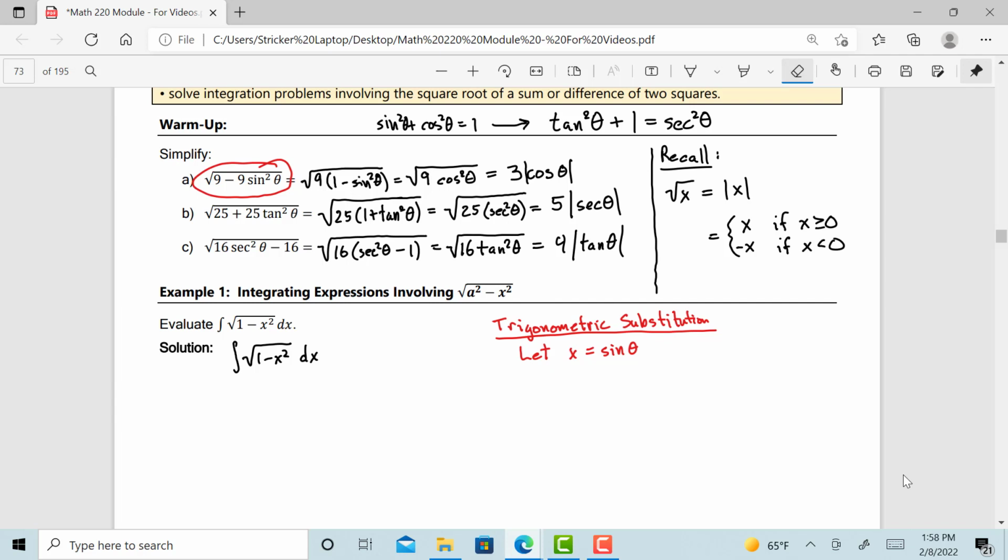And then we know when we do substitution, we need to go ahead and find what dx is. So that would make dx equal to the derivative of sine, which is cosine theta d theta.